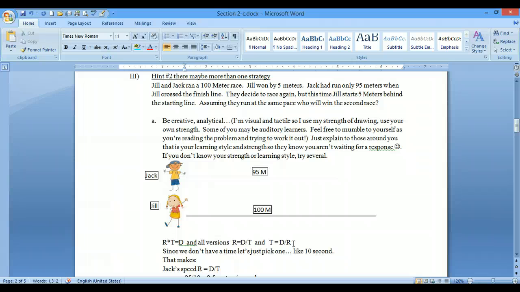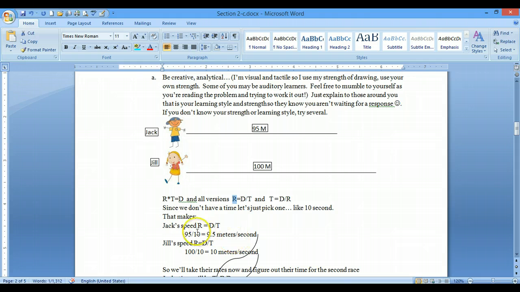All right, since it didn't tell us the time that Jill finished the race, we're just going to pick something. We're going to just say she ran in 10 seconds. It doesn't really matter in this case how long it took her, because the time isn't what we're looking for. We're looking for who's going to be faster. So if I want to find how fast they are, that's a rate. So I take distance and divide it by a time. And we picked a time, 10 seconds.